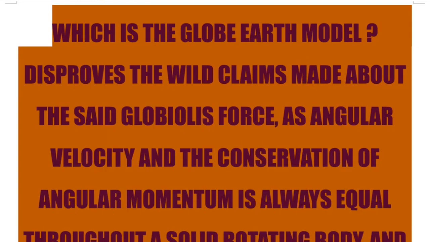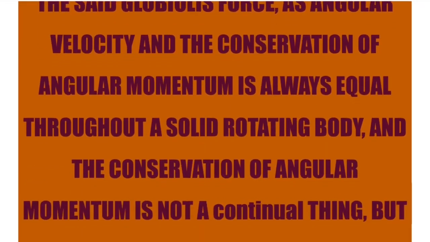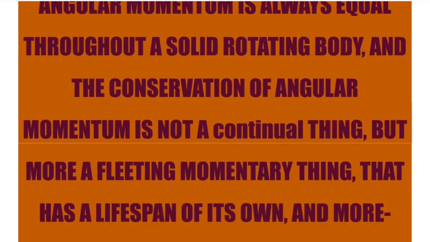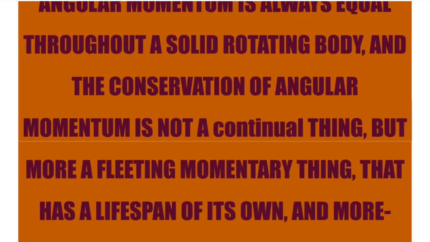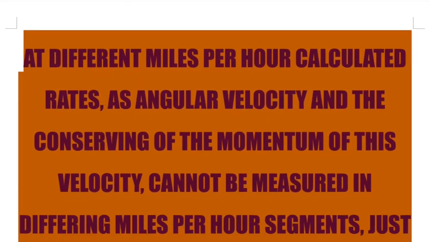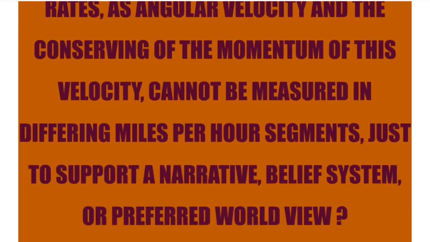as angular velocity and the conservation of angular momentum is always equal throughout a solid rotating body, and the conservation of angular momentum is not a continual thing, but more a fleeting momentary thing that has a lifespan of its own. And moreover, different parts of a claimed solid rotating body will not move at different miles per hour calculated rates, as angular velocity and the conserving of the momentum of this velocity cannot be measured in differing miles per hour segments, just to support a narrative belief system or preferred worldview.